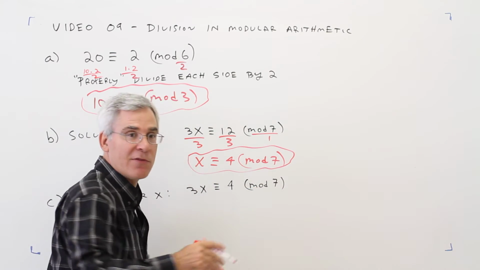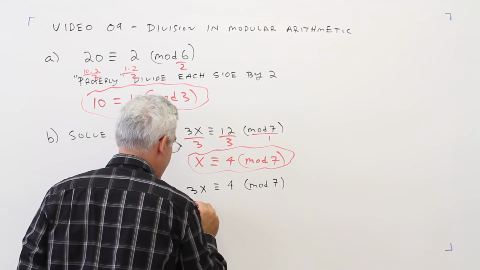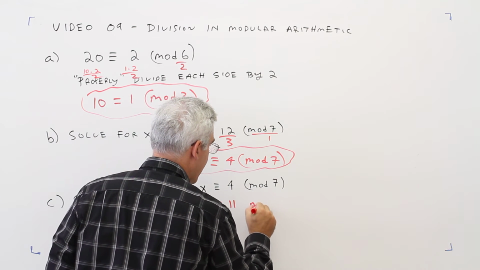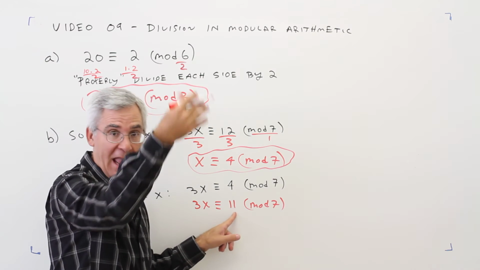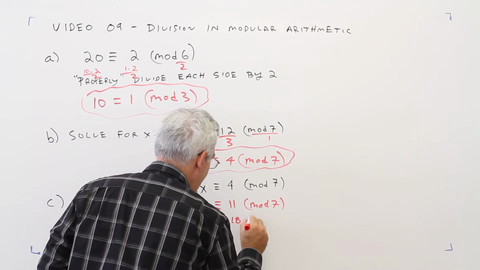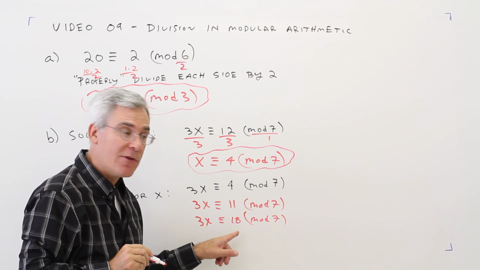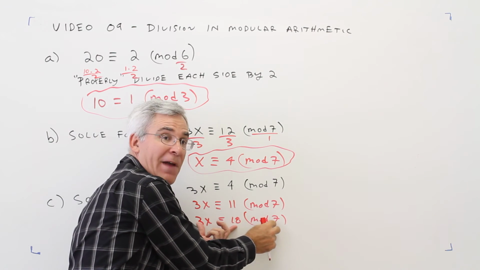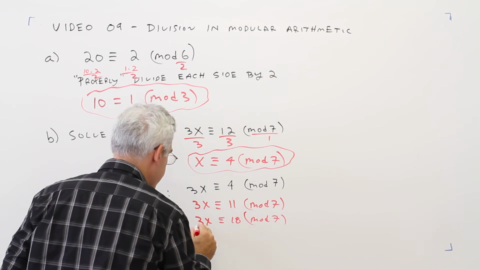So again, when you're in mod 7, you can just keep adding or subtracting as many 7s as you want. So this is the same as 3x is congruent to 11 mod 7. No factors of 3 there. Add another 7. 3x is congruent to 18 mod 7. Now I do have a factor of 3 there. So I'm going to divide through by 3. There's no factor of 3 in the mod, so I can use quote-unquote normal division.